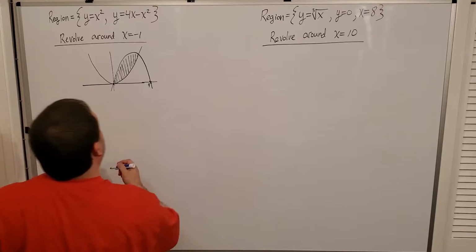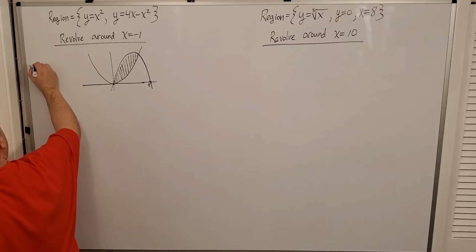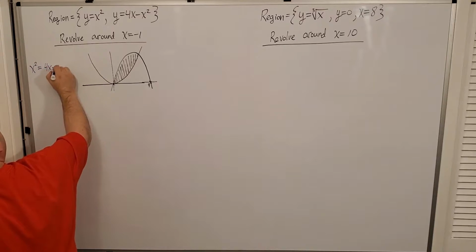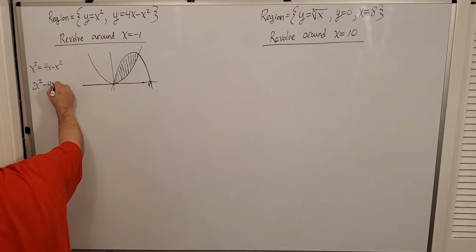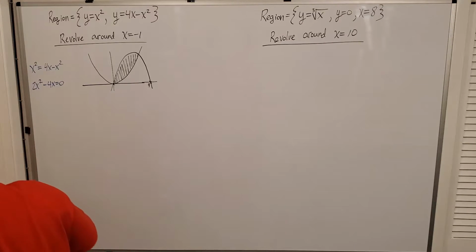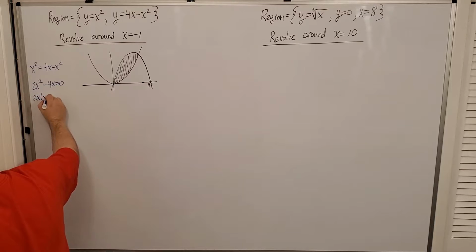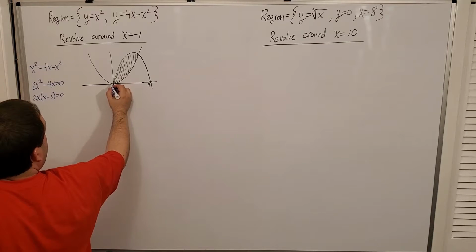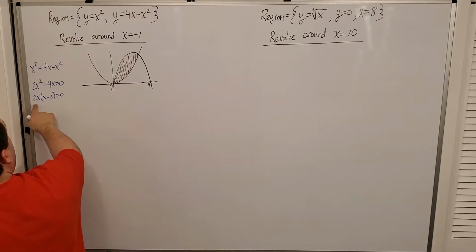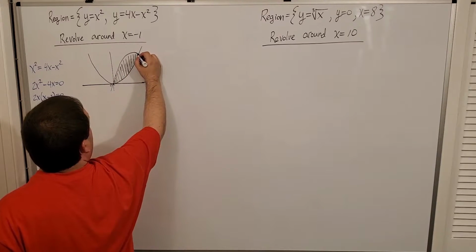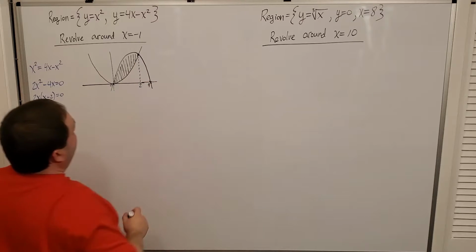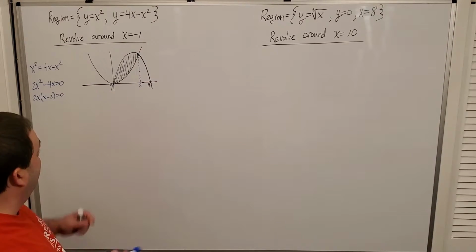Let's do that. x squared is equal to 4x minus x squared. If I add the x squared and subtract the 4x, I'll have 2x squared minus 4x equals 0, which of course I can factor: 2x times (x minus 2). So they intersect at 0, which, as you can see, they do right here, and also at x equals 2. So this point right here is at x equals 2. I know my drawing's not to scale, it's a little bit lopsided there, but you get the idea.